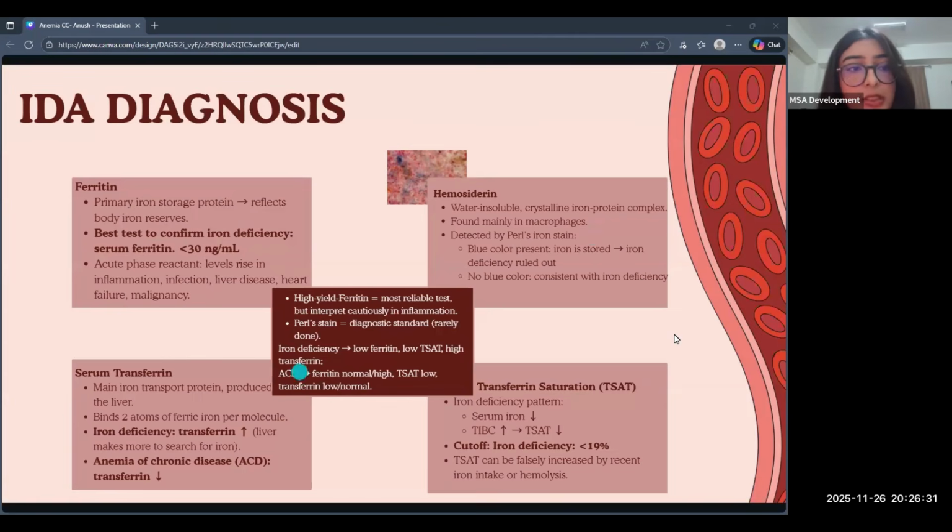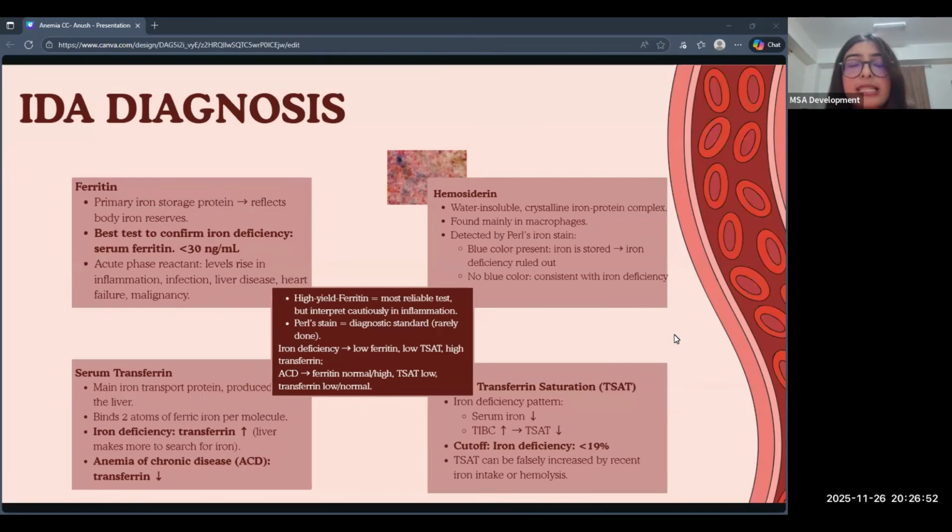Okay, then coming to serum transferrin. Transferrin is the main iron transport protein. It's produced by the liver, okay? So iron deficiency, we will have increased transferrin. Why? Because it's going to be produced by the liver. It's going to be greater in number so that it can go all over the body and search for any iron that's available.